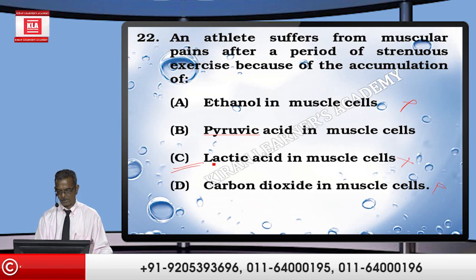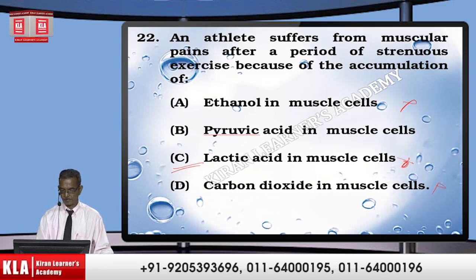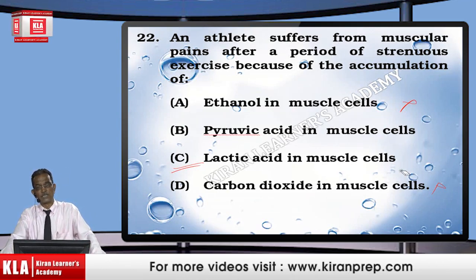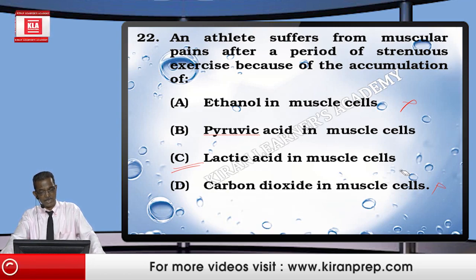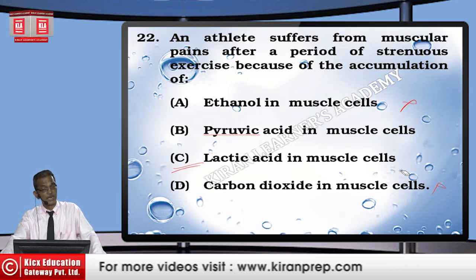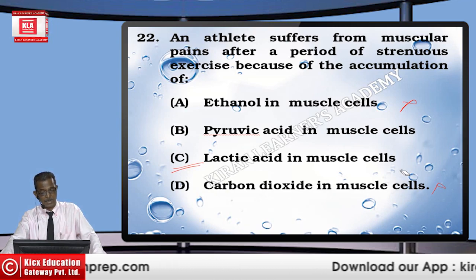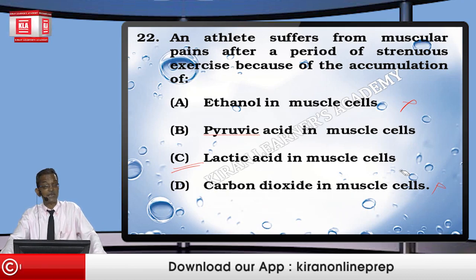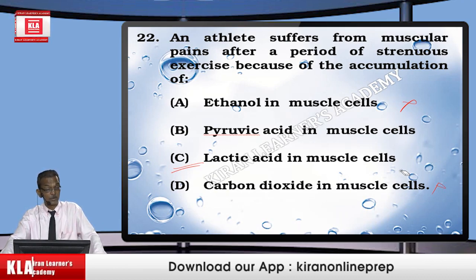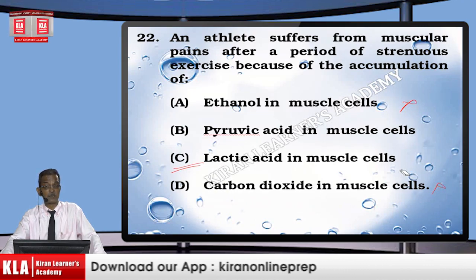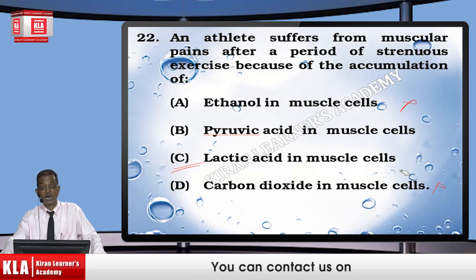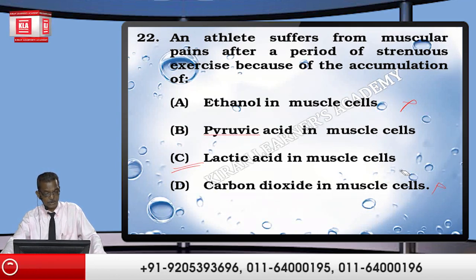Option C is the correct one. Because lactic acid is the one which gets accumulated in the muscle cells and produces the pain. Pyruvic acid is common to both aerobic and anaerobic respiration. And as I mentioned, ethanol is the product of the fermentation. Carbon dioxide is not produced during the course of anaerobic respiration taking place in the muscle cells. It's only the lactic acid and 2 ATP that are produced.